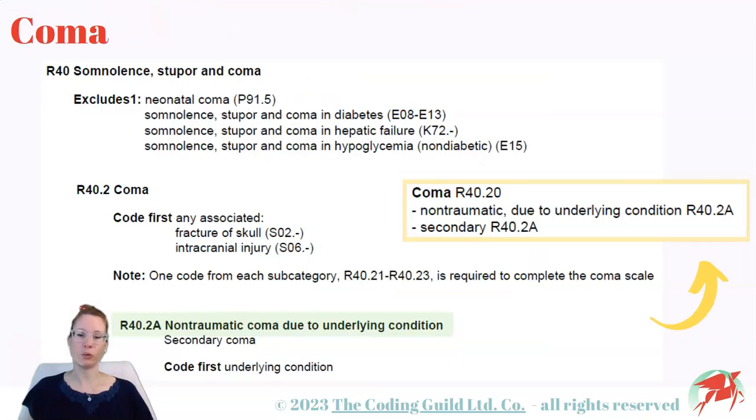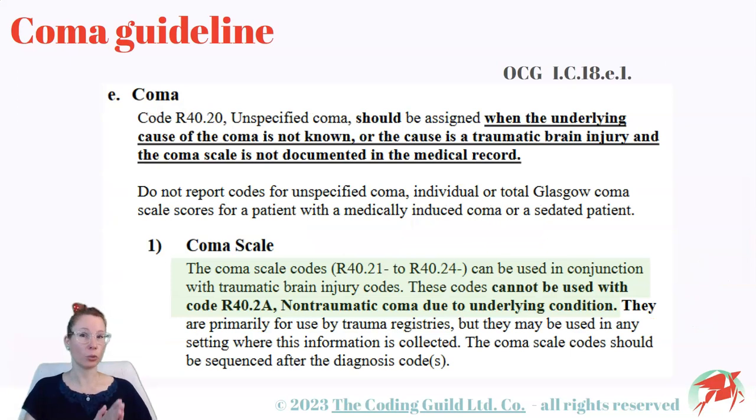Next, a new code for non-traumatic coma due to underlying condition. The code is R40.2A, and please note that its inclusion term is secondary coma. From 2024, we finally have a separate index entry and code for secondary coma when associated with something other than traumatic brain injury. The related guideline was also updated to clarify that coma scale scores are not applicable to this new code. The reason is that coma scale elements are restricted to be used with traumatic brain injuries only.